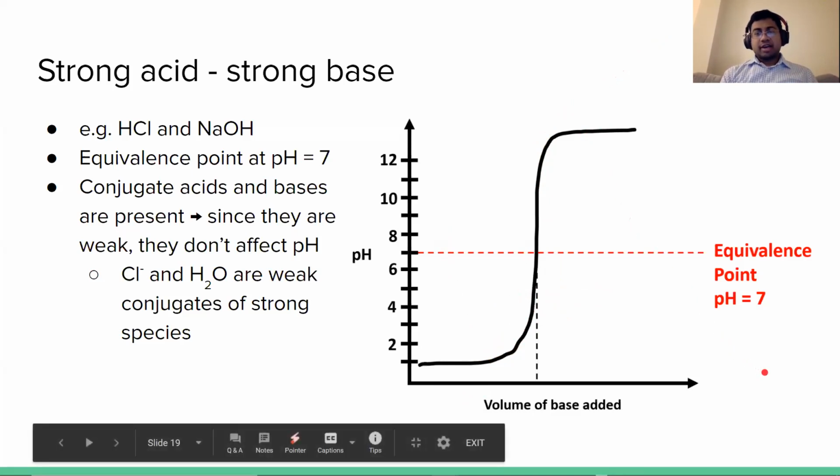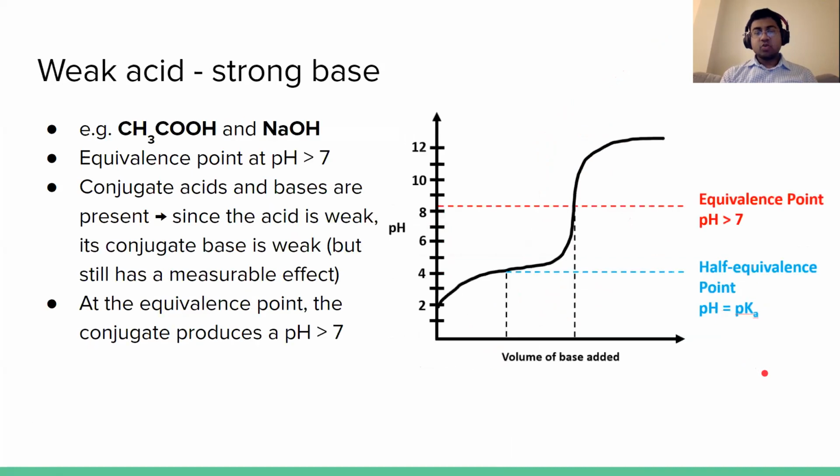So now let's look at a weak acid and a strong base. For example, acetic acid, CH3COOH, and NaOH, sodium hydroxide. At complete neutralization, the remaining species are going to be Na+, which doesn't do anything, H2O, which is also neutral, and acetate, CH3COO-, which is the conjugate base of acetic acid.